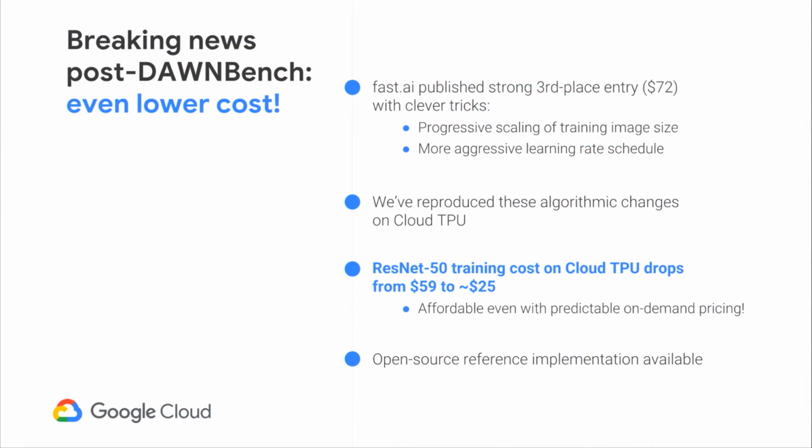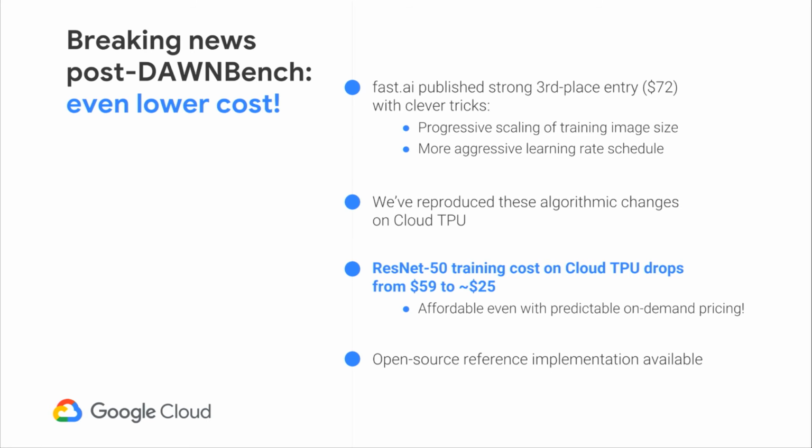And they also came up with a different, more aggressive learning rate schedule that wasn't widely known, that had been published previously. And they put these together, and they were able to train the ResNet 50 model with this modified training protocol to 93% accuracy much faster. Fortunately, because all this is happening out in the open, we were able to reproduce these algorithmic changes quickly on Cloud TPU after the DawnBench competition closed, and that takes our training costs down from $59 to just $25, even at on-demand pricing. So we think it's really fantastic that so many people are out there experimenting with different things, and that they're sharing their results in the open so that you can benefit from them immediately on Cloud TPUs or other platforms.